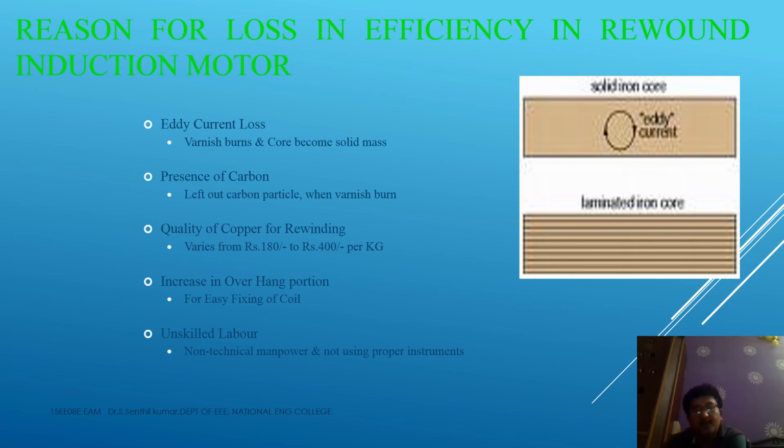During rewinding, the quality of the copper is also a reason for losses in the efficiency of the motor. Unskilled labor is the main thing. Non technical manpower and not using proper instruments also affect it, and the increase in overhaul position. These are the main reasons for the losses in the efficiency of the rewound induction motor.